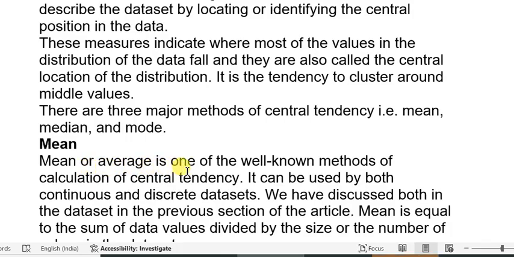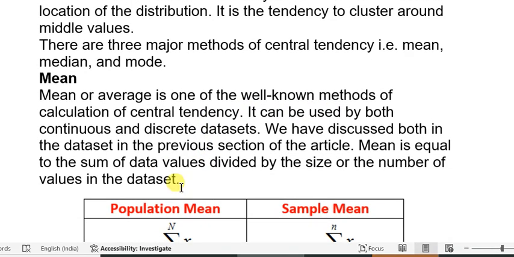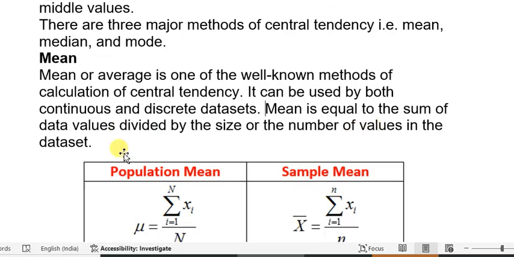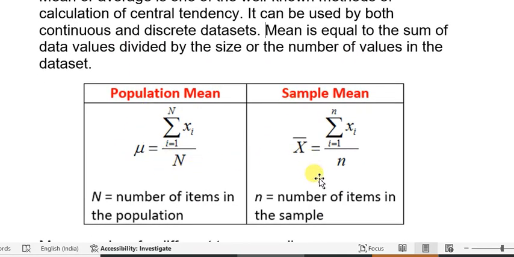Mean, or average, is one of the well-known methods of calculating central tendency. It can be used with both continuous and discrete data sets. We have discussed both data sets in the previous sections of the article. Mean is equal to the sum of the data values divided by the size, or the number of values, in the data set.